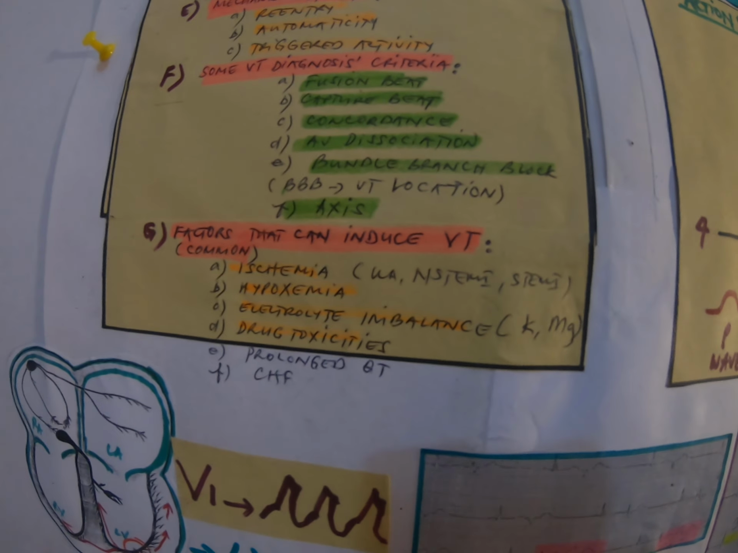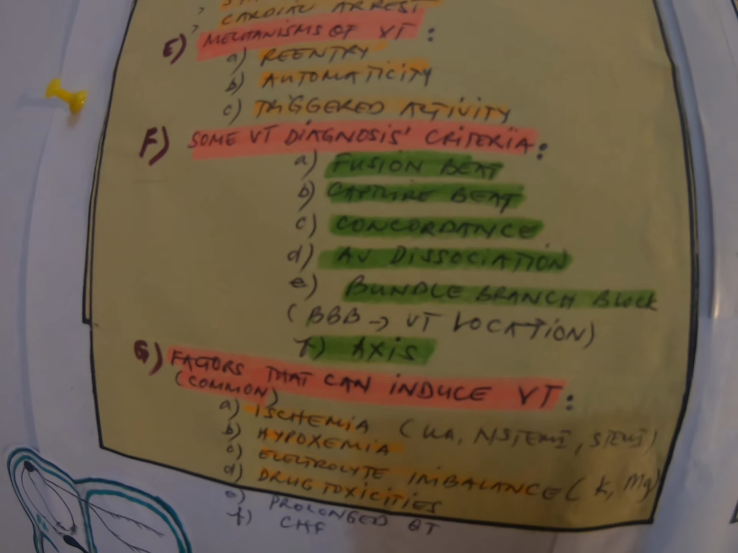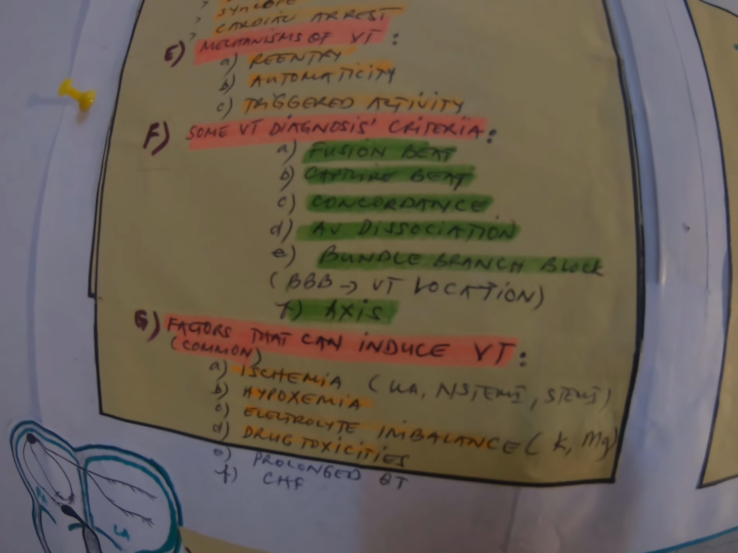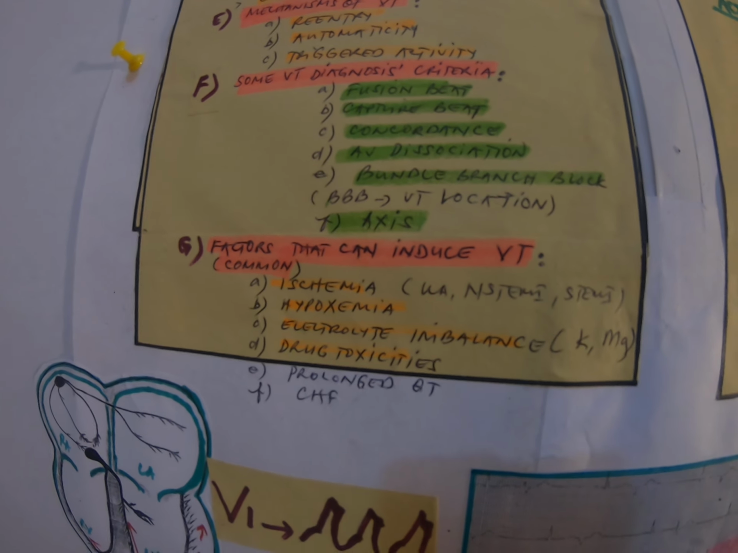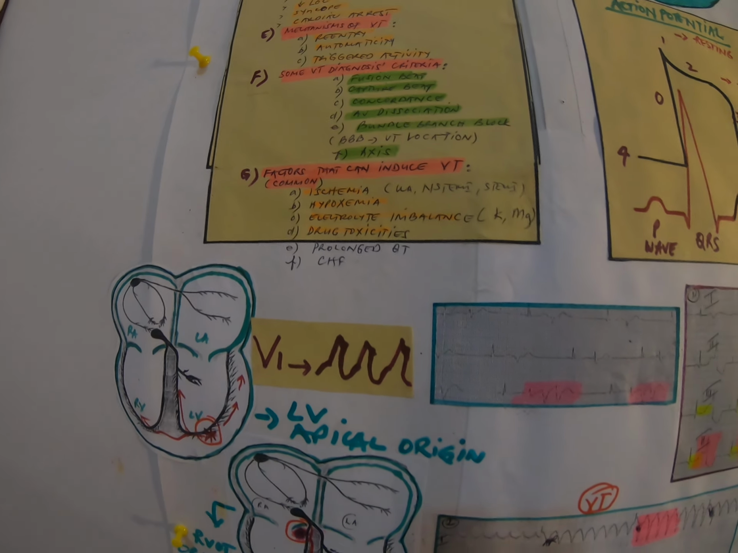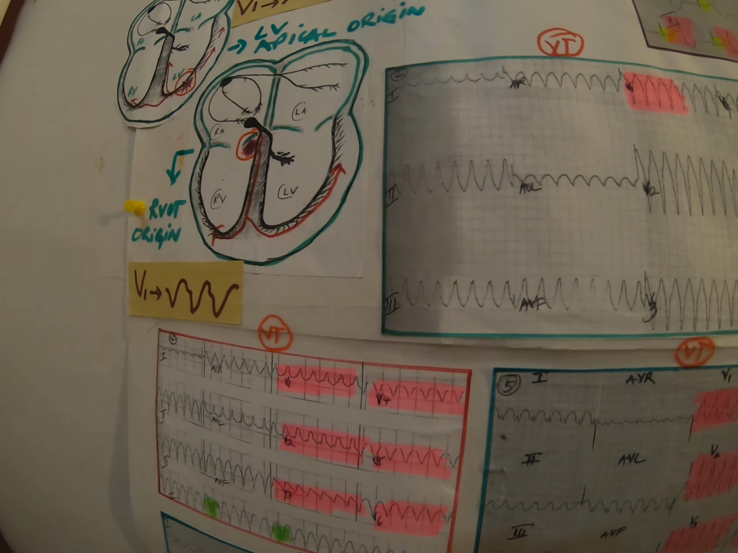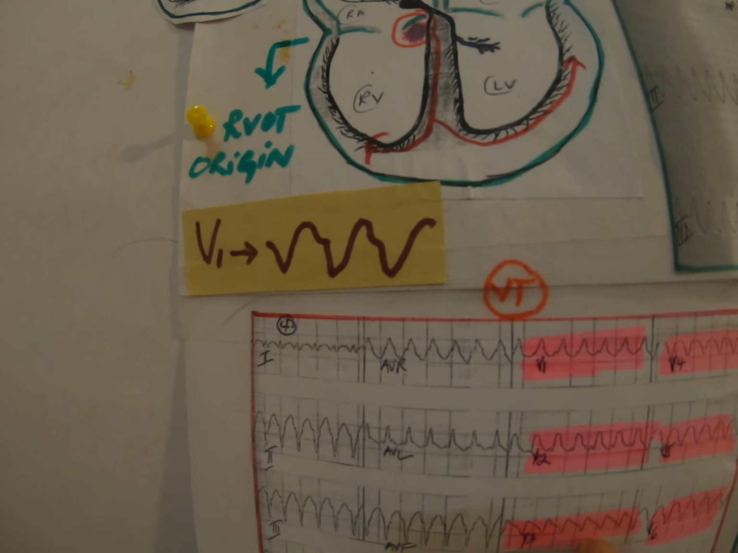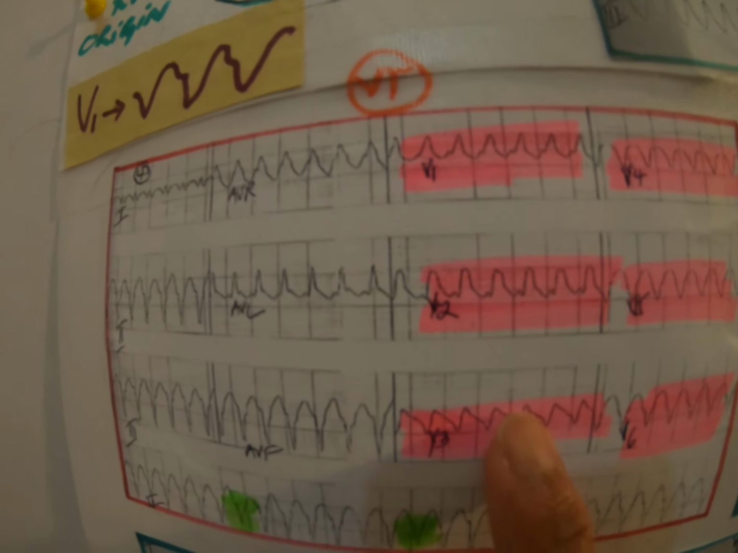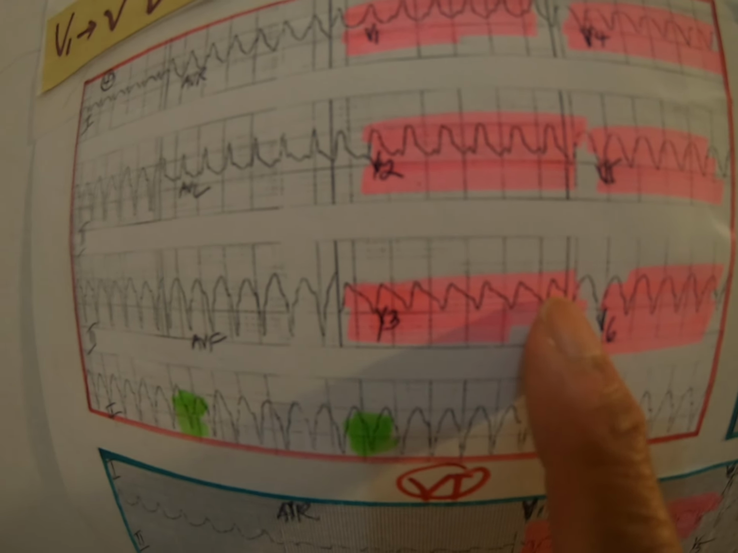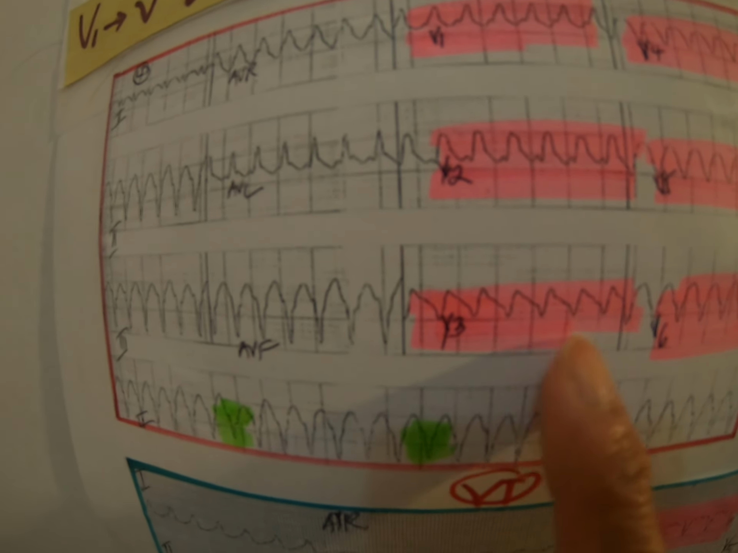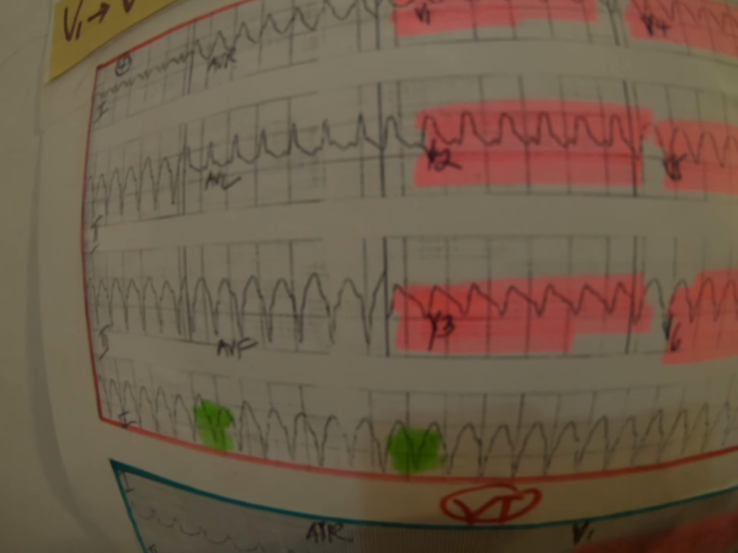AV dissociation. Sometimes the ECG with VTAC will show you P waves. I don't have that example here. But the P wave should not be uniform. It could be wandering. Sometimes you might see a P wave somewhere there, or it could be going downward here, but it has nothing to do with the QRS. It's like a complete heart block here. They totally have their own world.